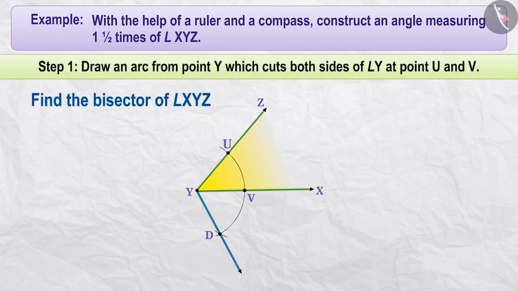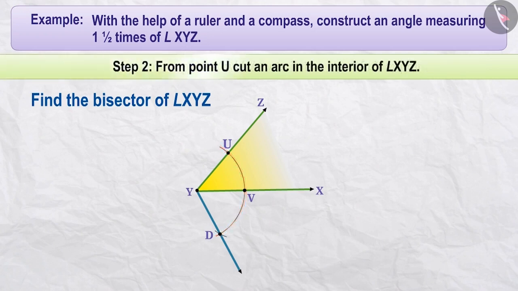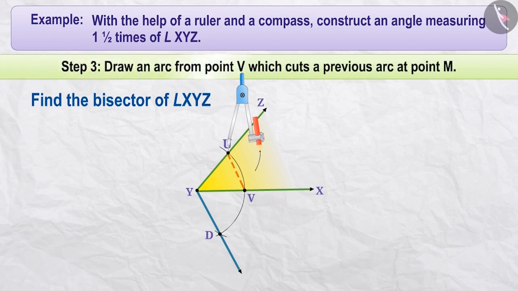Step 1. First of all, we have to draw an arc from vertex Y which intersects both sides of angle XYZ. Here we have already made an arc. We will use the same. Step 2. Placing the pointed end of the compass at point U, open it for more than half the distance of UV. With this radius, we will draw an arc in the interior of angle XYZ. Step 3. By keeping the same radius in the compass, we will place the pointed end on V and draw another arc cutting the arc made from U. Both arcs intersect at point M.